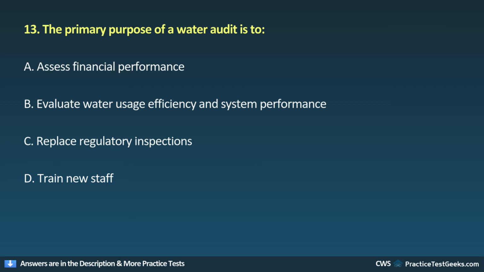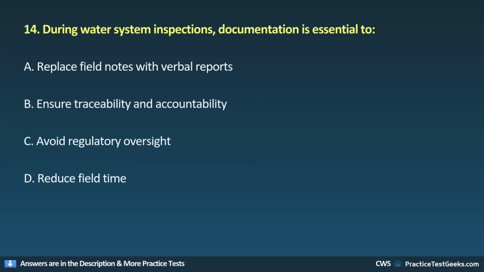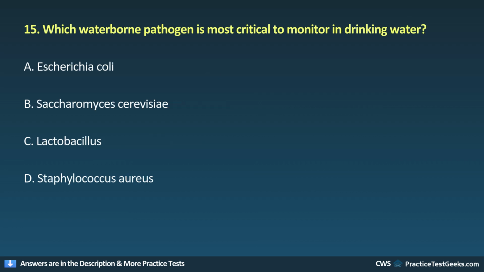13. The primary purpose of a water audit is to A. Assess financial performance. B. Evaluate water usage efficiency and system performance. C. Replace regulatory inspections. D. Train new staff. 14. During water system inspections, documentation is essential to A. Replace field notes with verbal reports. B. Ensure traceability and accountability. C. Avoid regulatory oversight. D. Reduce field time.